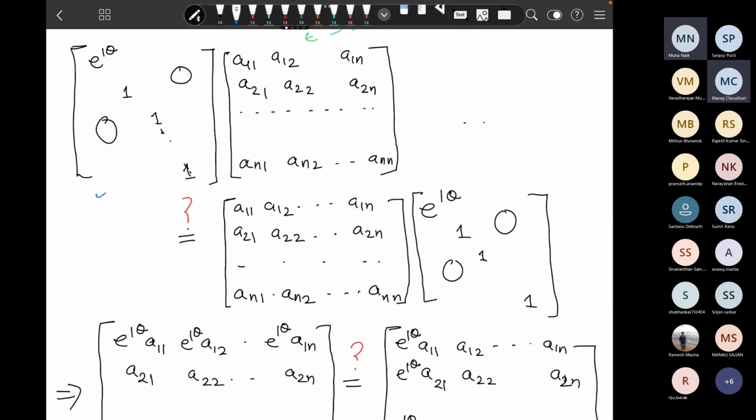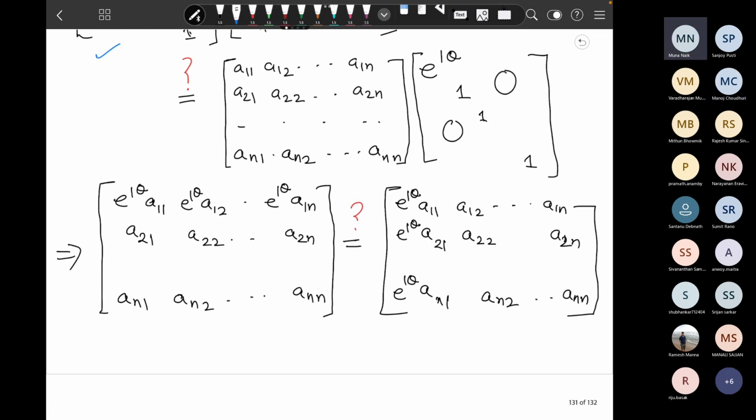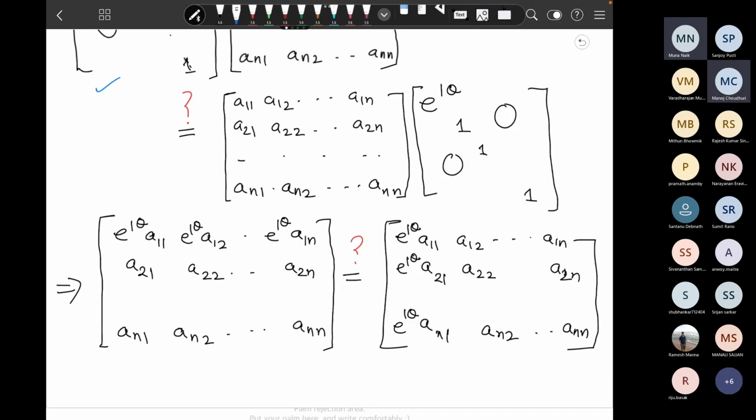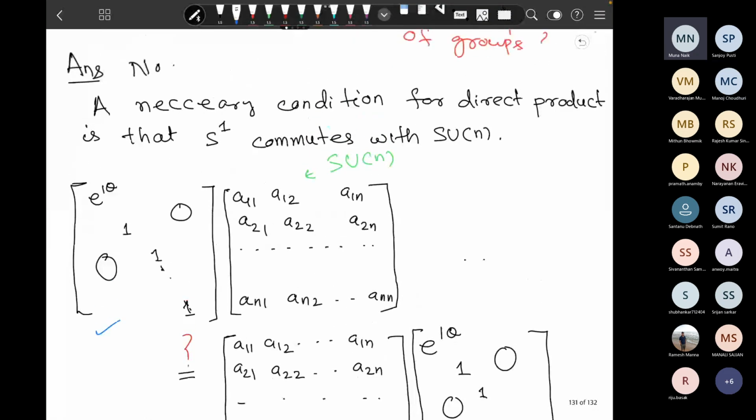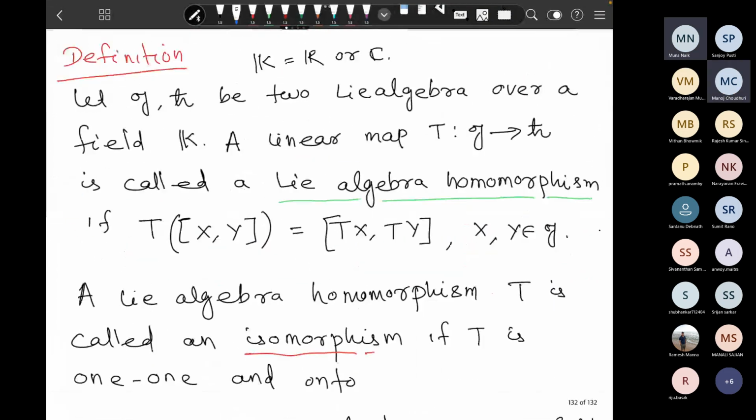If you see, this is an elementary matrix, the diagonal of e to the power i theta, 1, 1, 1. If you multiply from the left, it will multiply the row, and if you are multiplying from the right, then it will multiply the column. So you can check that. You can produce some examples for which these two are not equal. For that reason, this is not a direct product. Okay, so you can see that.